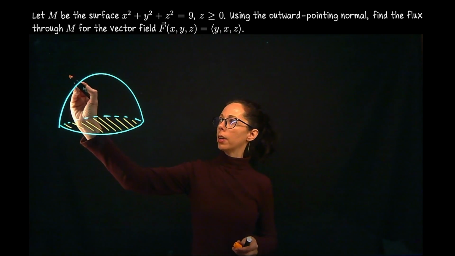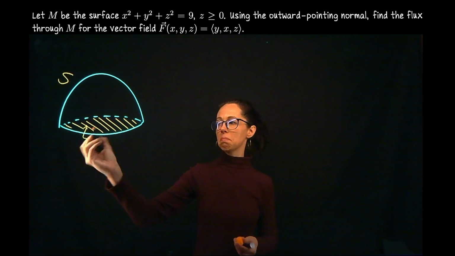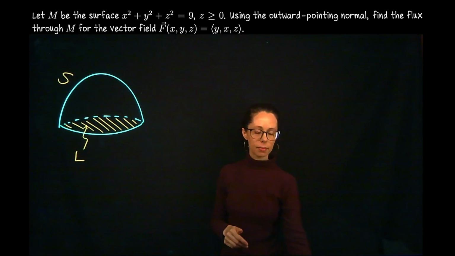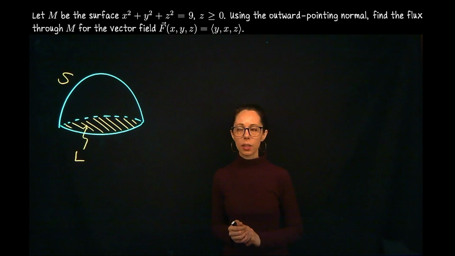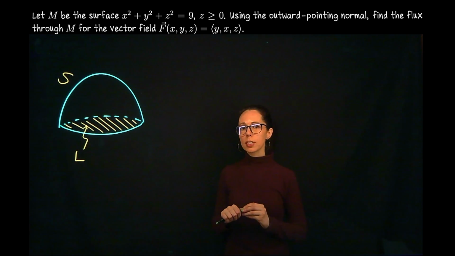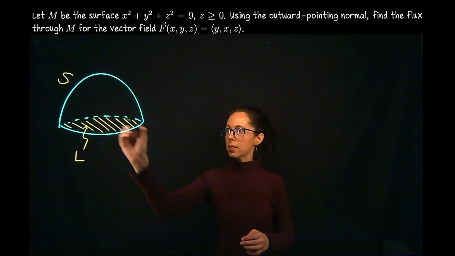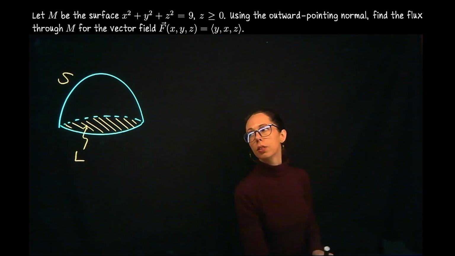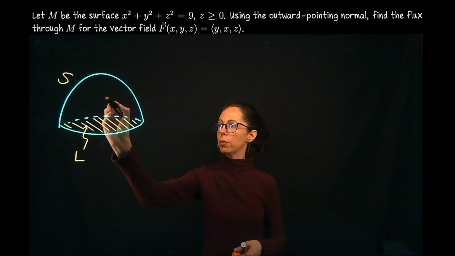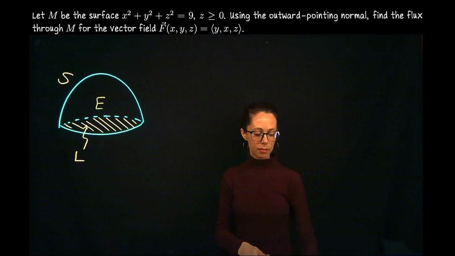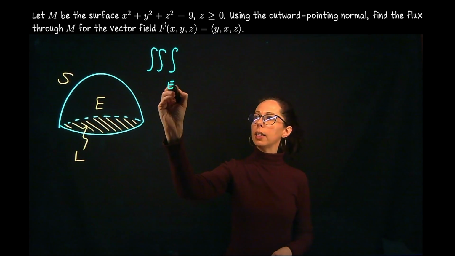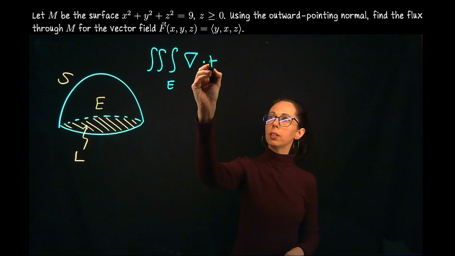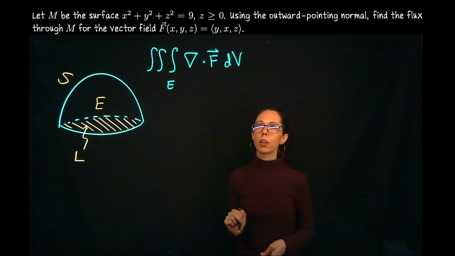Okay, so on the one hand we have S, and then I'm going to call this L for lid. This lid is the disk of radius 3 in the xy plane. So it's a solid disk in the plane z equals 0. What the divergence theorem tells us is that if this interior region, the solid three-dimensional blob that I'm enclosing with S and L, is called E, then the triple integral over E of the divergence of our vector field, dV, that's the volume element.